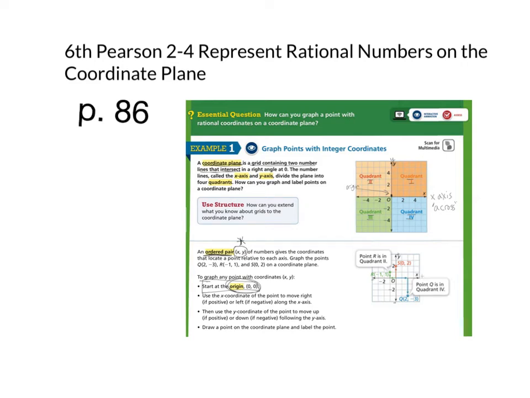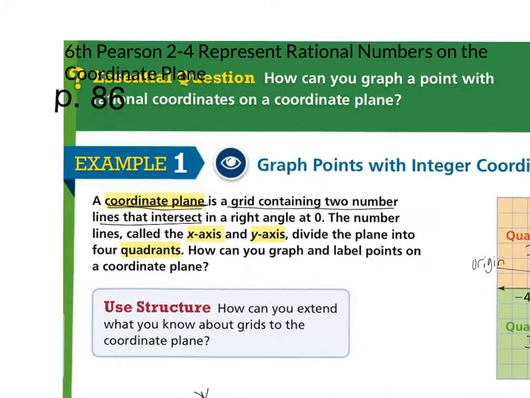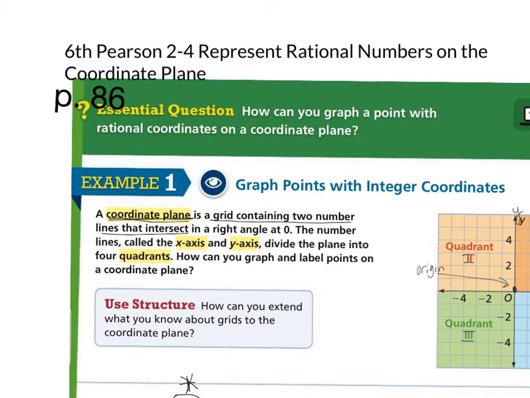Lesson 2.4 is on representing rational numbers on the coordinate plane. If you look on page 86, first of all, a coordinate plane is a grid that contains two number lines that intersect. Imagine a number line and then another number line meeting it at a right angle, so one's going horizontally and one's going vertically. The two number lines, we call one the x-axis and the other the y-axis. They divide this plane into four quadrants.